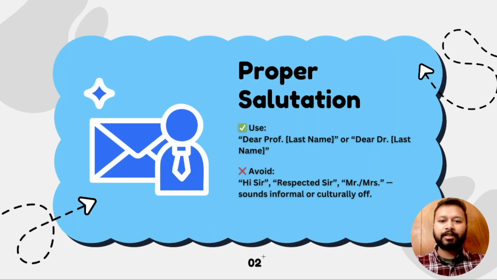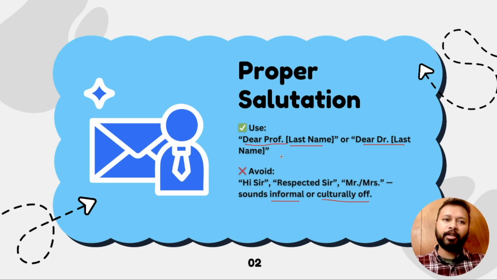So the next thing is a proper salutation, how the email starts. Try to use "Dear Professor" and their last name, or "Dear Doctor" and their last name. Try to avoid what, as Indians, we generally use, like "Hi" or "Respected Sir", or "Mr./Mrs." We should not try to use that. It sounds informal and it does not sound culturally good. So it's always good to write "Dear" and the professor's name.